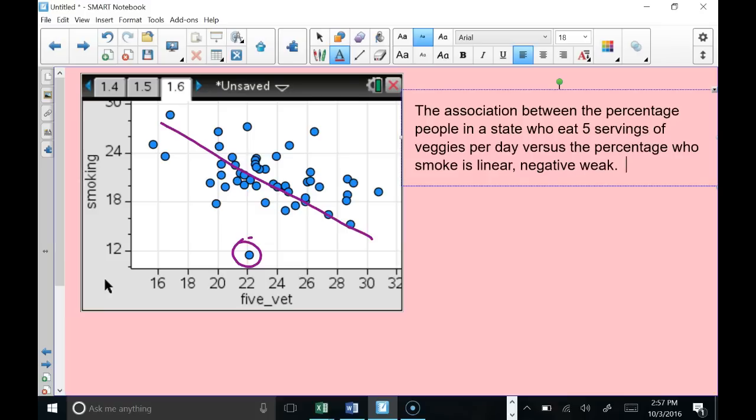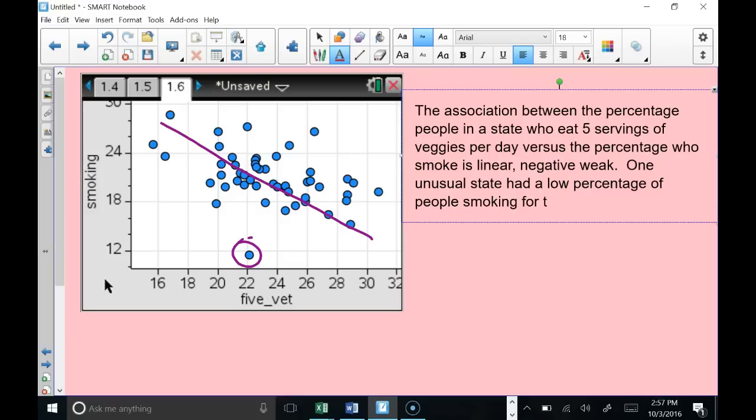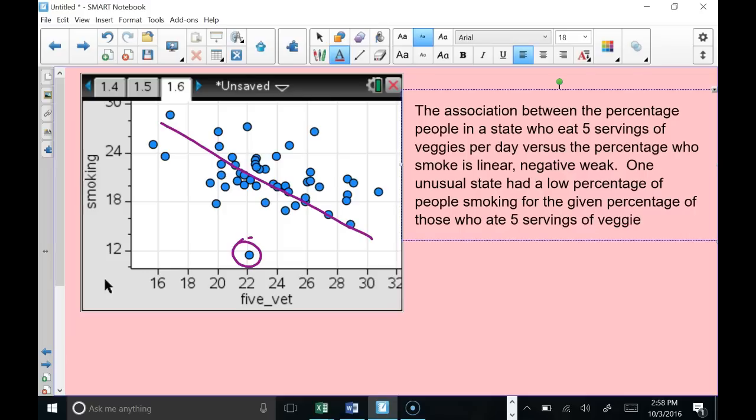There seems to be a lot of clutter and lots of data that's not tightly clustered. One unusual state had a low percentage of people smoking for the given percentage of those who ate 5 servings of veggies. I looked that state up. That was Utah, if you're curious. So we have form, unusual, direction, and strength.